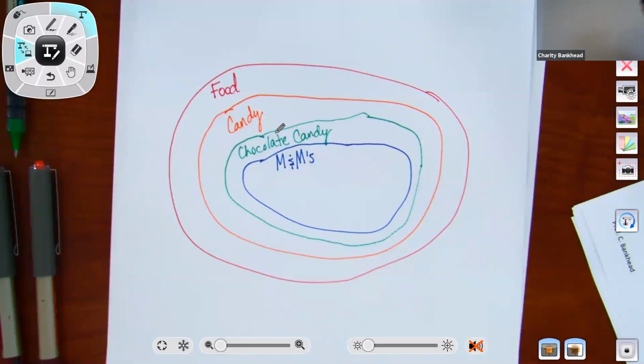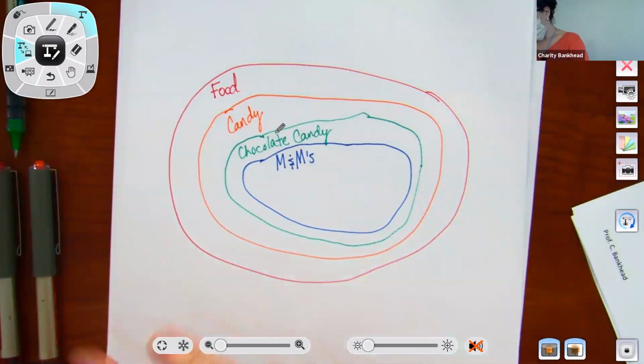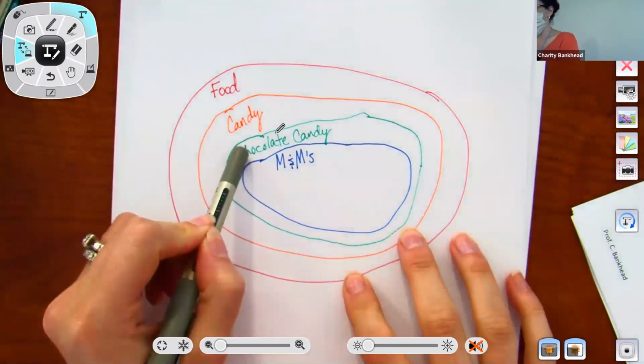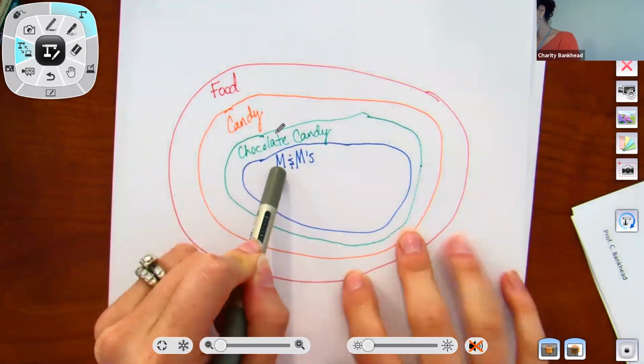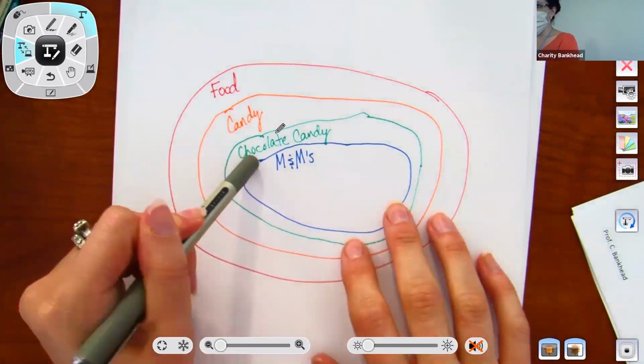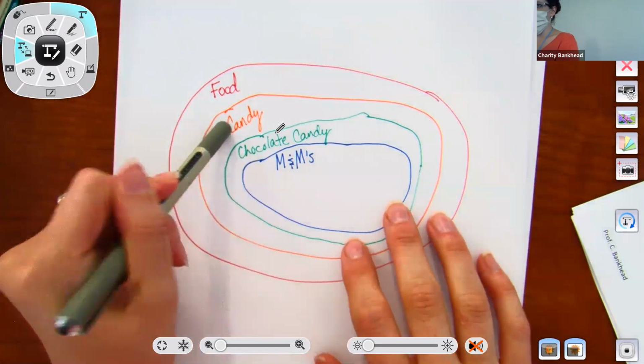So you notice each circle, side by side, is getting more and more specific. We can say that all M&Ms are chocolate candies, and all chocolate candies are candy, all candies are food.